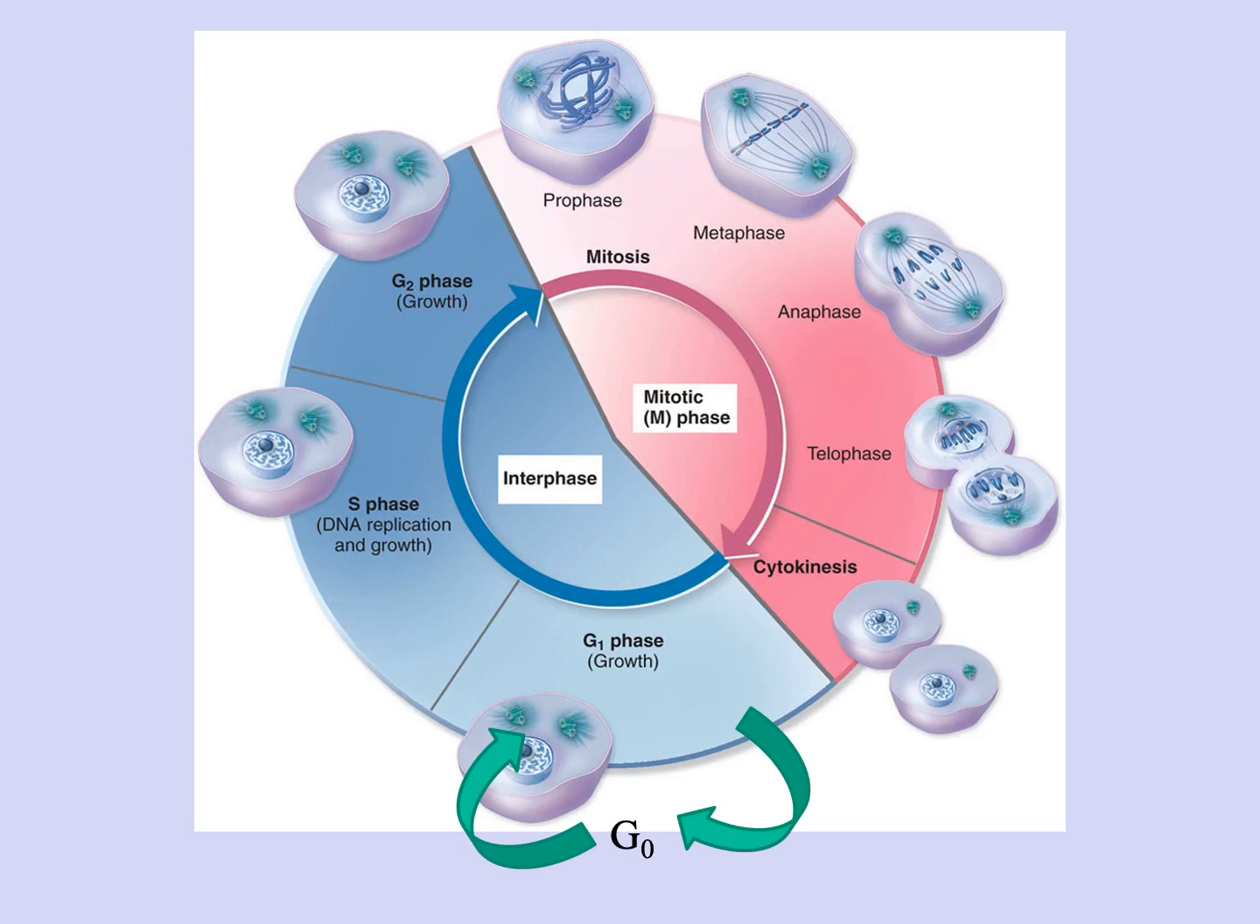There are some cells within the body that will remain within G0 for most of your lifespan. These include things like skeletal muscle, cardiac muscle, nerves, neurons, things that we usually reference as being amitotic. Those are cells that do not do division.